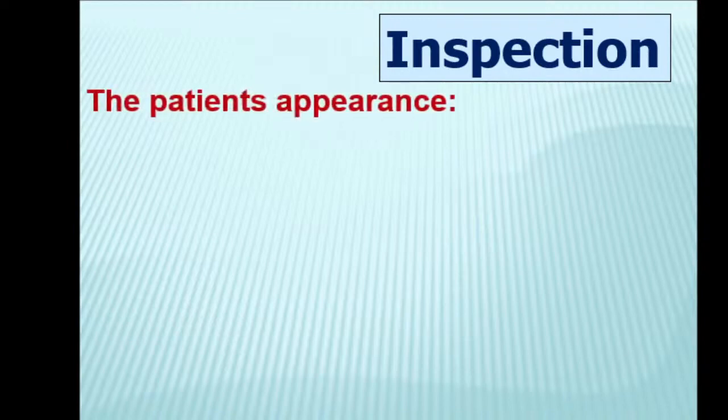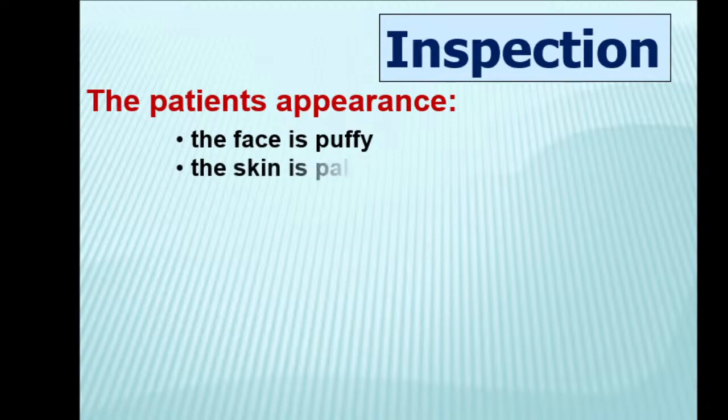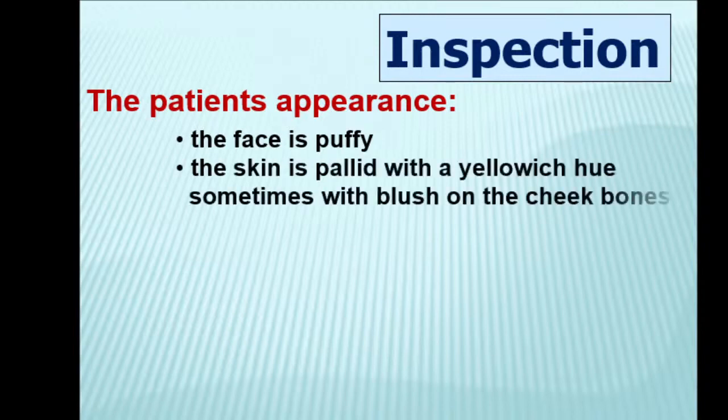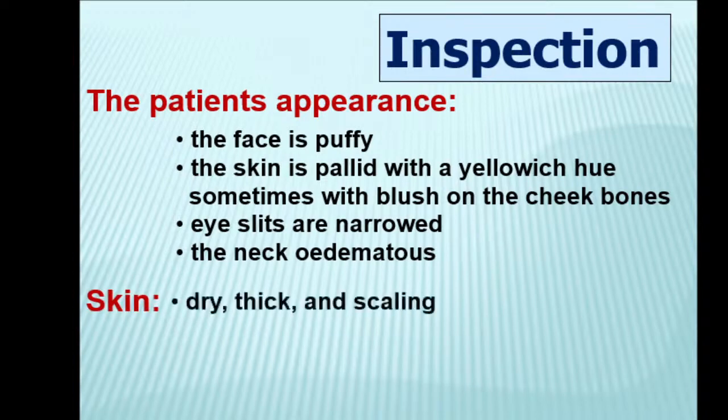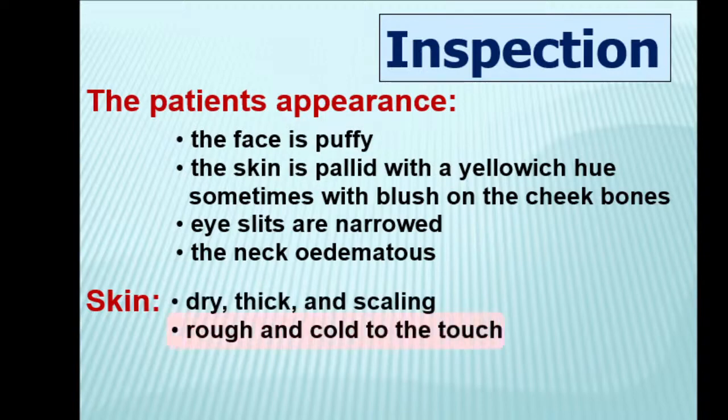On inspection, there will also be a specific patient appearance. His face may be puffy, but it's not true edema. It's a collection of specific protein substances. Skin is pale, sometimes with a yellowish hue. Eyelids are narrowed, eyeballs depressed. Skin of the patient will be dry and thick, with a predilection to scaling. It will be rough and cold to touch, and again I separate it because each is palpation.